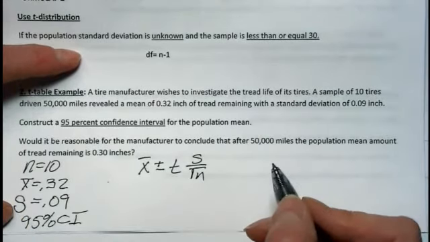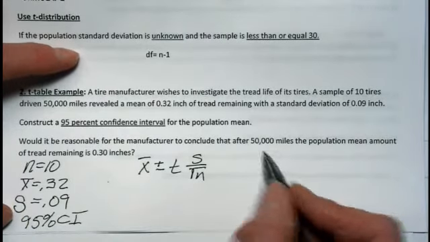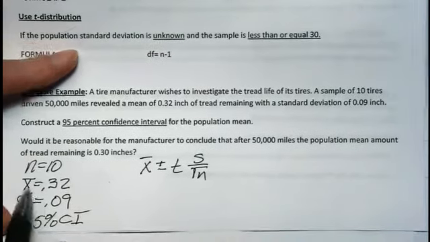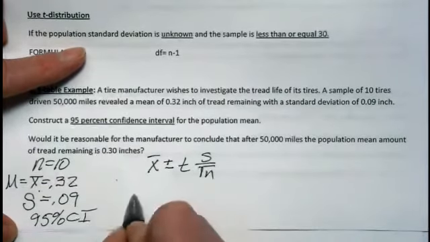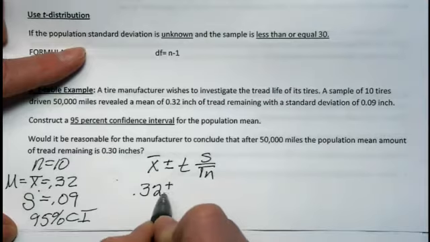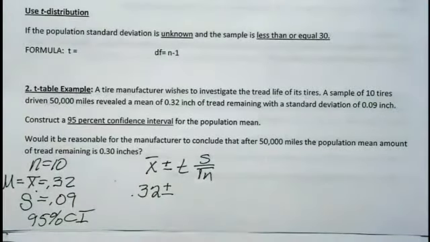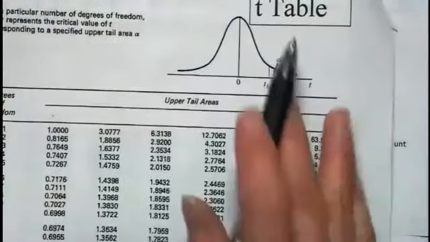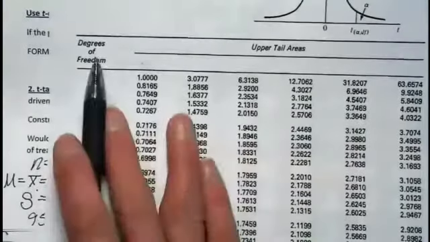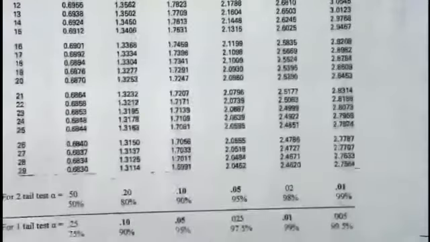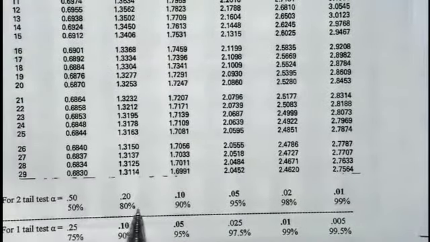Now, if I ask you what is the best estimate of our population mean? Well, this is our sample mean. Once again, the best estimate of our population mean is our sample mean. So we put 0.32 plus or minus T. New table here, the T table. It's the second page of your 4 pages of tables. What two pieces of information do you need? You need the degrees of freedom, and here, two-tailed, our confidence interval.